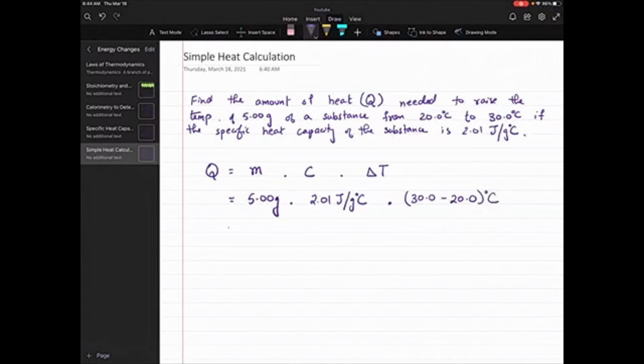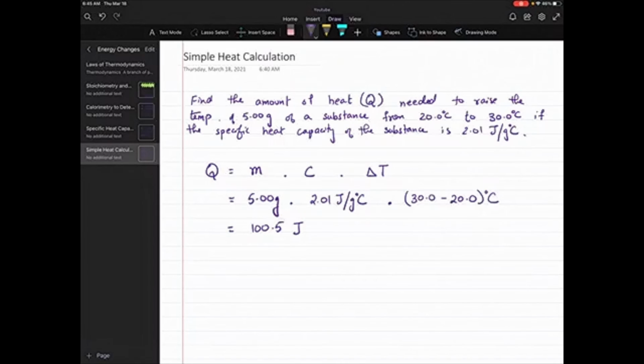Okay, now let's plug in the values into a calculator and solve for the answer. So 5 times 2.01 times bracket 30.0 minus 20.0, and that gives us a value of 100.5 joules of energy. Okay, so this is 100.5.